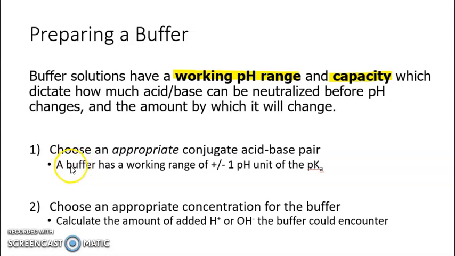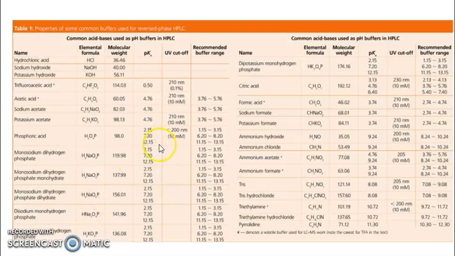And a buffer, this is a good definition. A buffer has a working range of plus or minus 1 pH unit around the pKa of the acid. So I've jumped to a table here that has pKa values shown. I said a buffer has a working range of plus or minus 1 pH unit around the pKa. And this table is common acid bases used for a technique called high performance liquid chromatography. You don't need to know that.